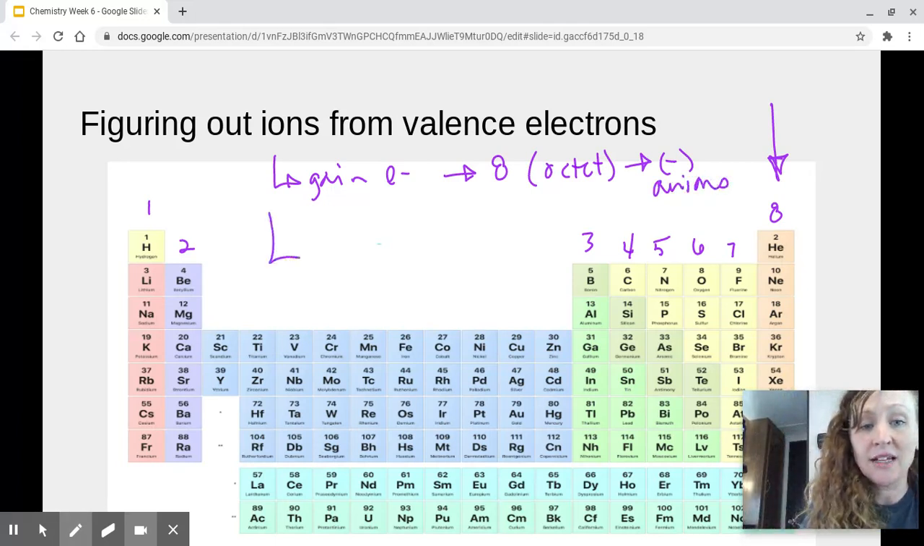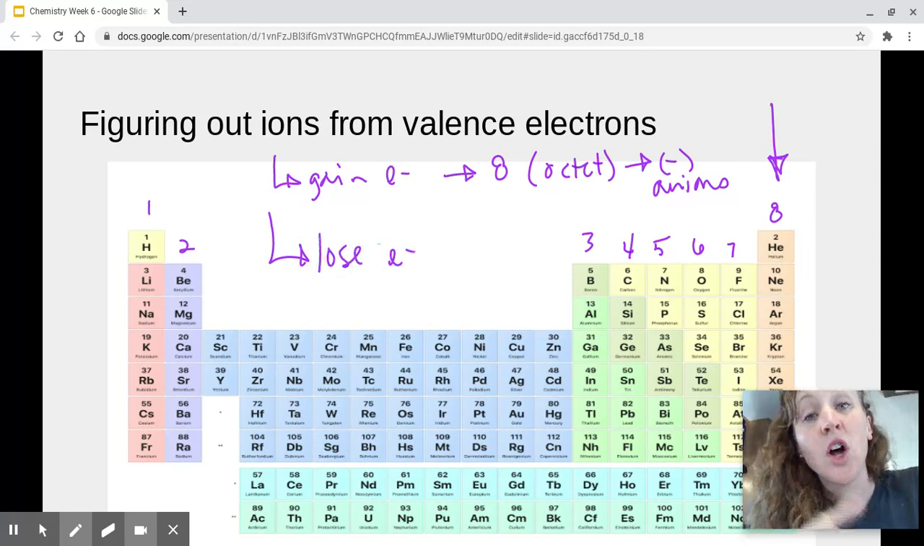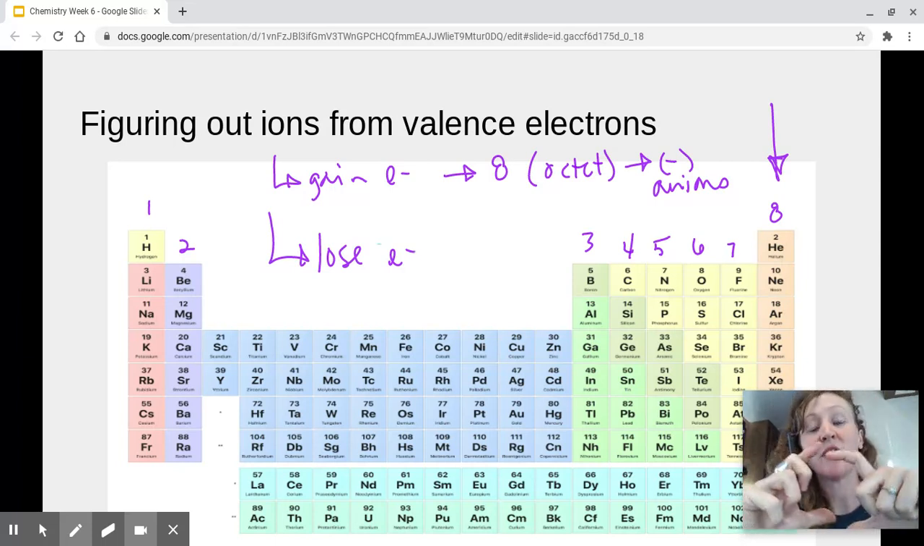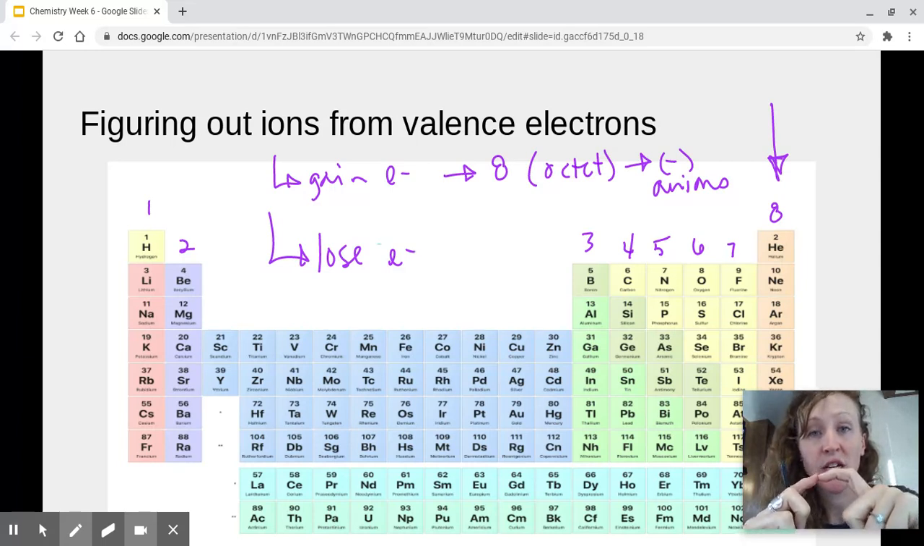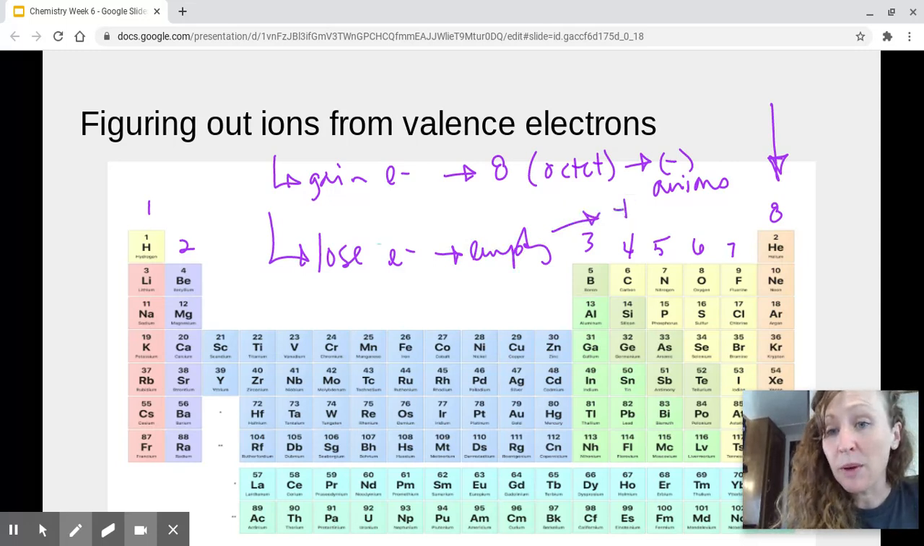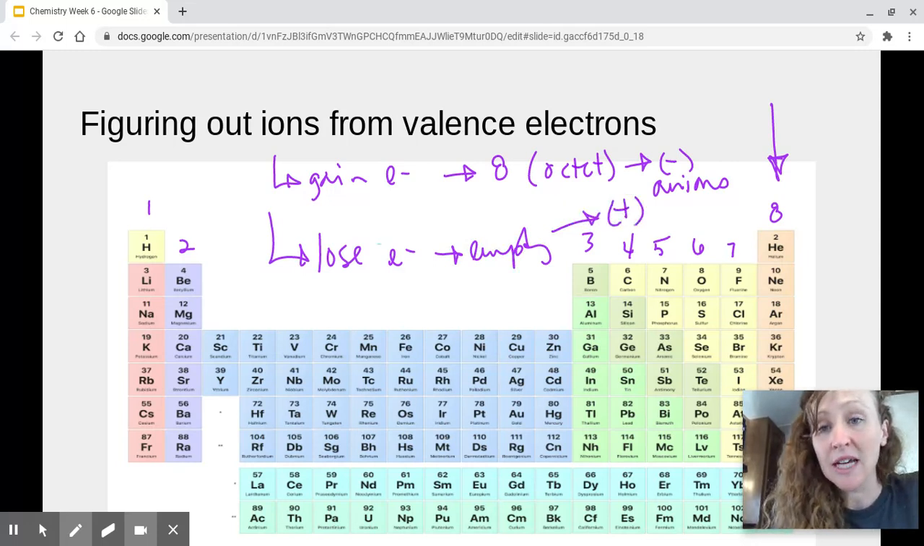If ions lose electrons, they can also gain that noble gas stability by losing electrons. So if they lose electrons until their outermost electron shell is empty, then they're going to be a positive ion, and positive ions we call cations.